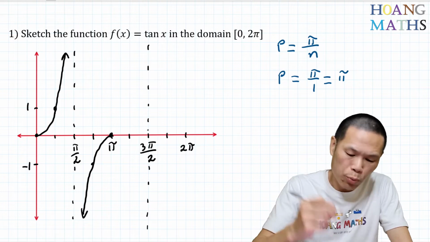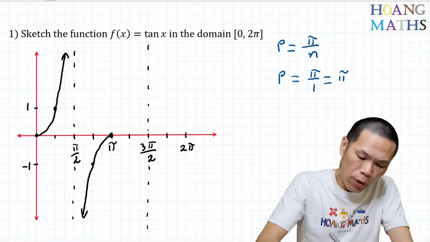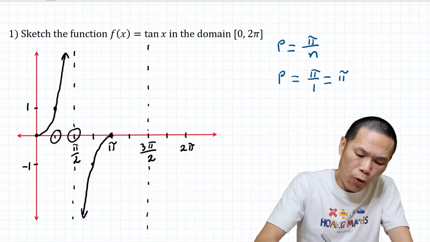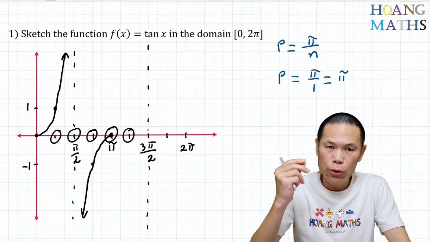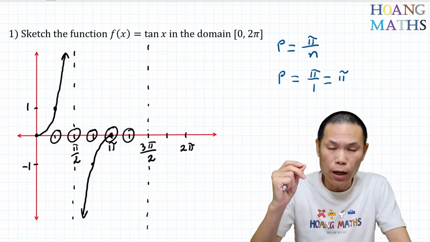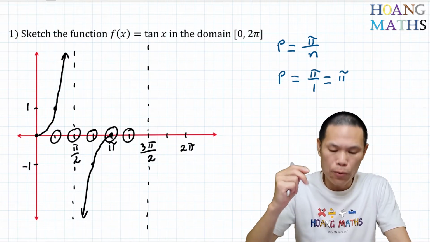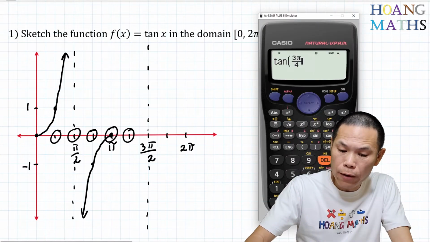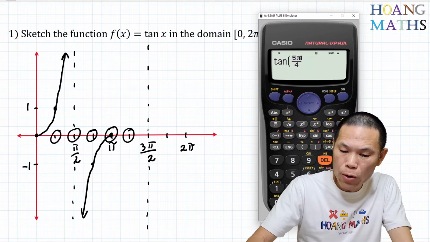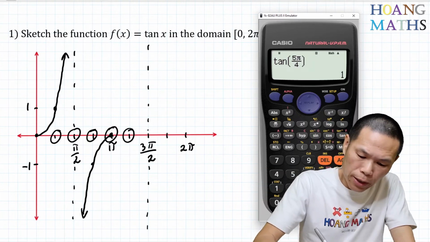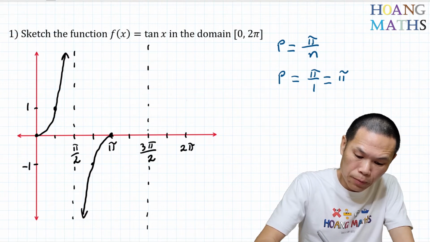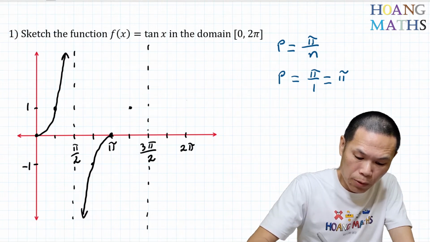And the next point we put in the calculator is, so we have pi over 4, 2 over 4, 3 over 4, 4 over 4, 5 over 4. So we can just put in the calculator tan of 5 pi over 4. So we put tan of 5 pi over 4, and we should get 1. So there you go. So it's 1 here. So now we just join them up.